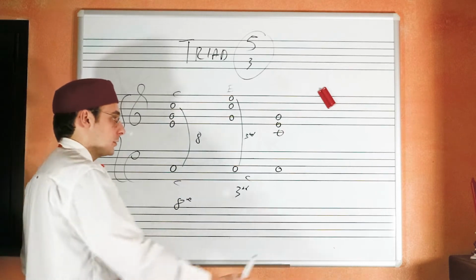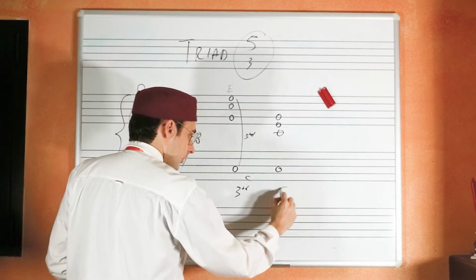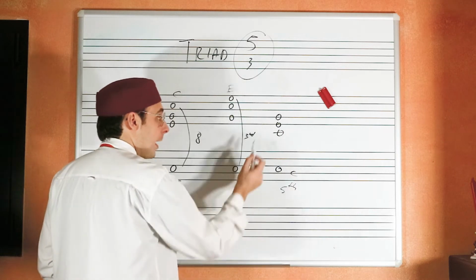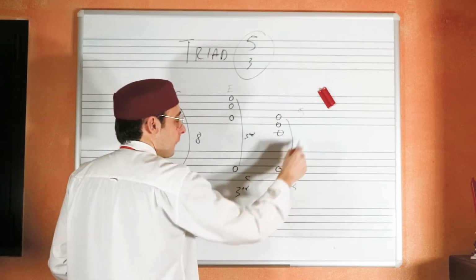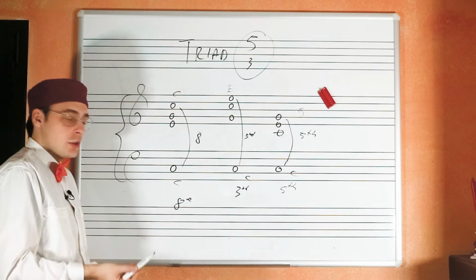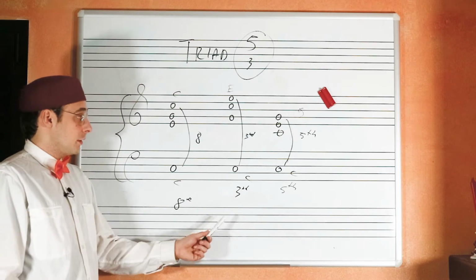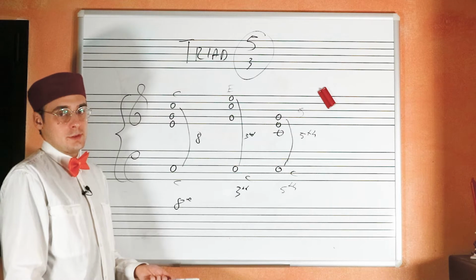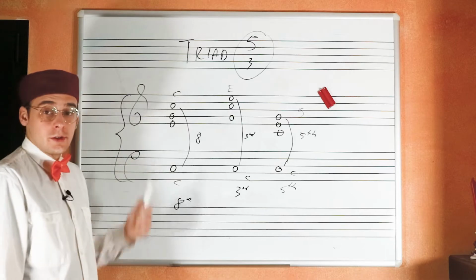In the third case, we have another position, the last position, the fifth position. Because between the bass, that is C, and the upper voice, that is G, we have a fifth. And it is called fifth position. So we have 3 positions: the octave, the third, and the fifth. And how can we know which is the position? By reading the relationship between the bass and the upper voice.